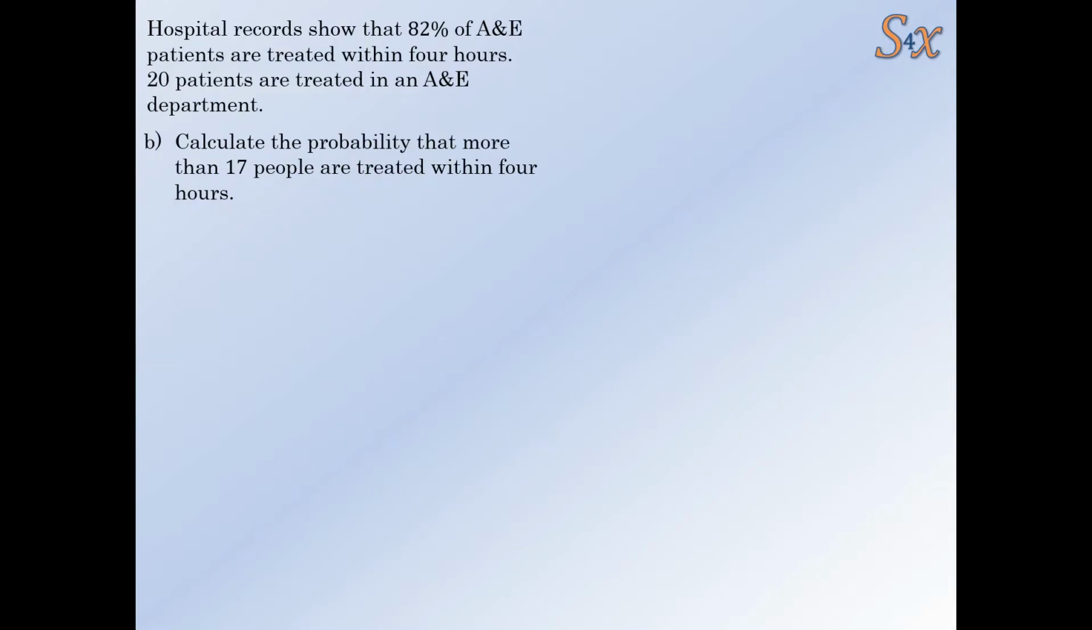Okay, let's move on to the next and more difficult one. So the probability that more than 17 patients are treated within 4 hours. So again, x is binomially distributed with n is 20 and p is 0.82.